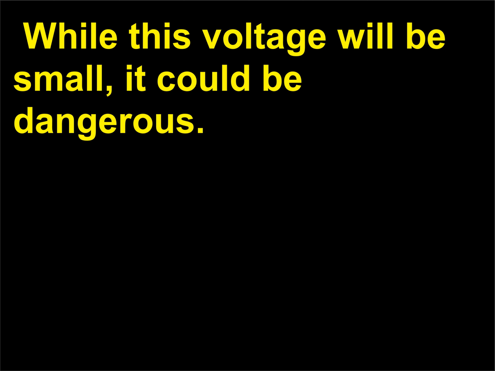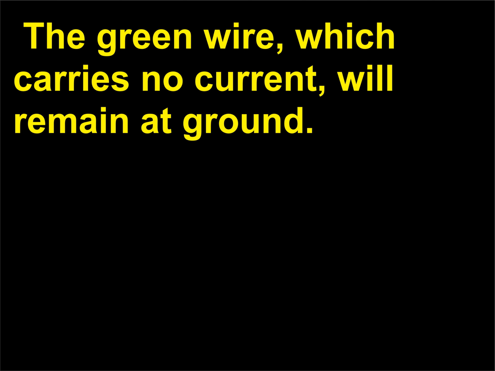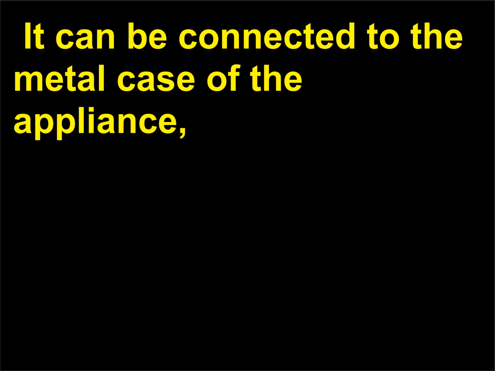While this voltage will be small, it could be dangerous. The green wire, which carries no current, will remain at ground. It can be connected to the metal case of the appliance, assuring that the case will remain at ground potential.